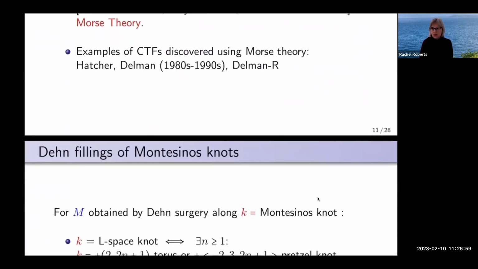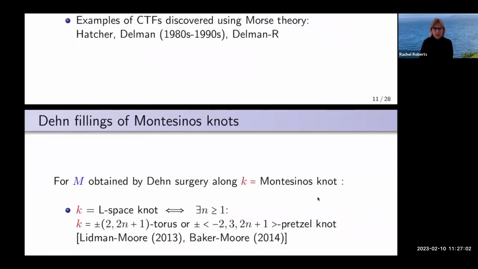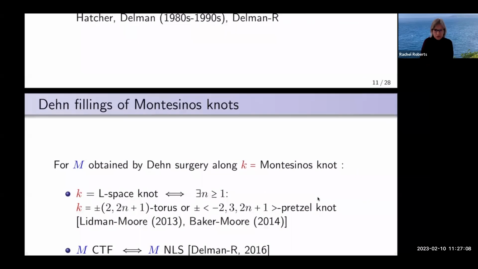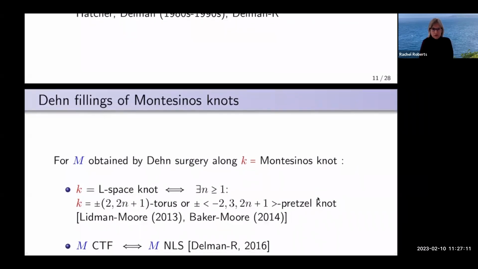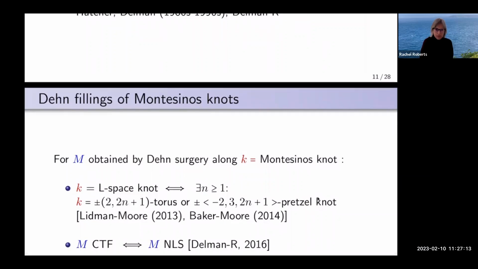And the particular world I want to think about today is thinking about Dehn fillings on Montesinos knots. But I want to use this more as a context for thinking about foliations and branched surfaces in Morse normal form. So suppose now we restrict attention, we've got M obtained by Dehn surgery along a Montesinos knot. And then thanks to Lidman-Moore and Baker-Moore, we know that a Montesinos knot is an L-space knot if and only if it's a (2, 2n+1) torus knot, or a (-2, 3, 2n+1) pretzel knot.